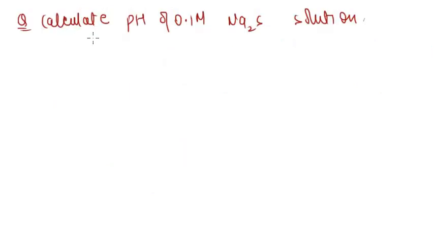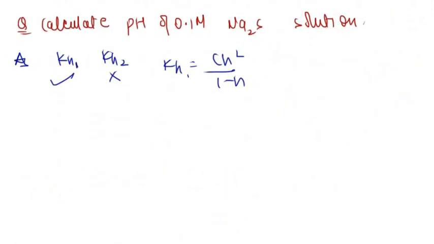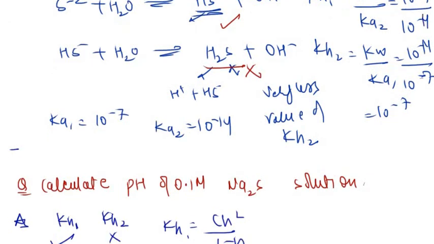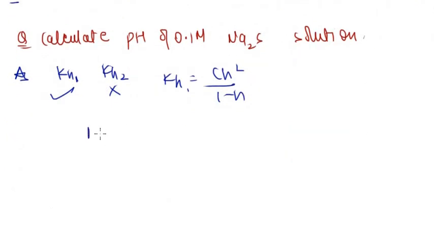Now here we have a question: calculate the pH of 0.1 molar Na2S solution. As we have seen, we will only consider KH1 and won't consider KH2. So for KH1 we can write KH equals C h square upon 1 minus h. And KH1 was 1, as we saw previously. So 1 equals 0.1 into h square upon 1 minus h.